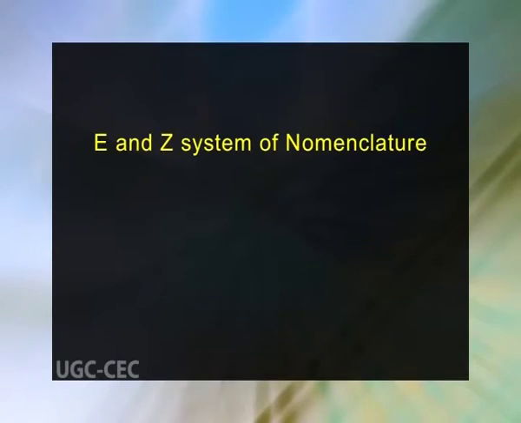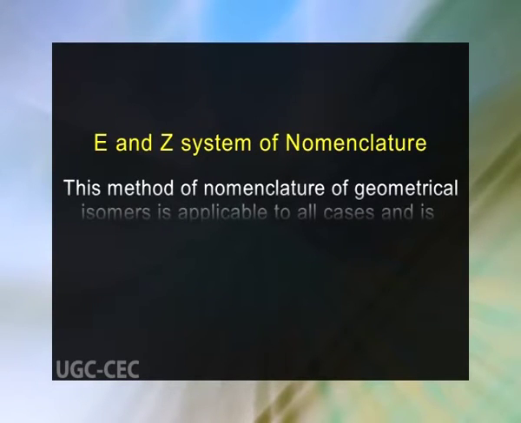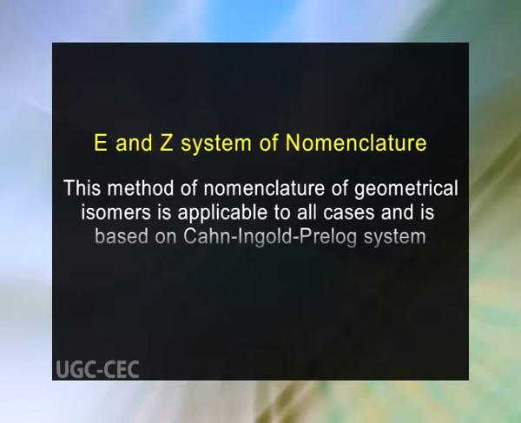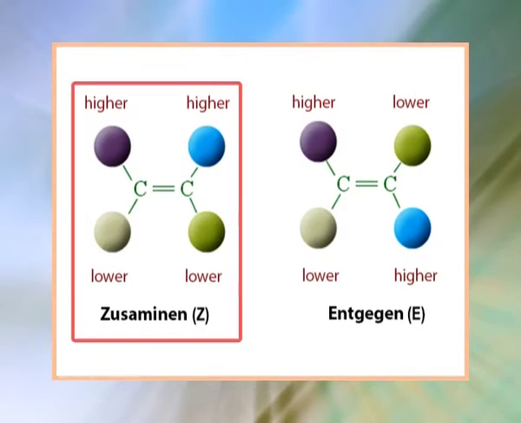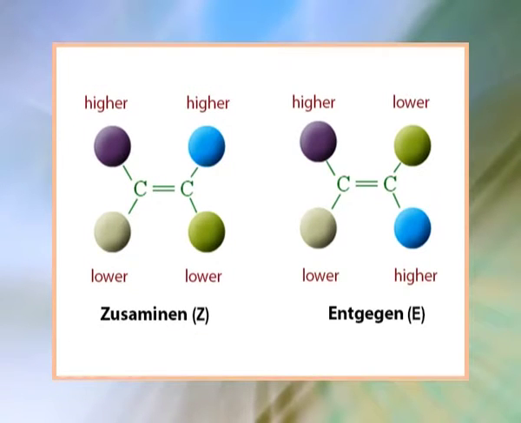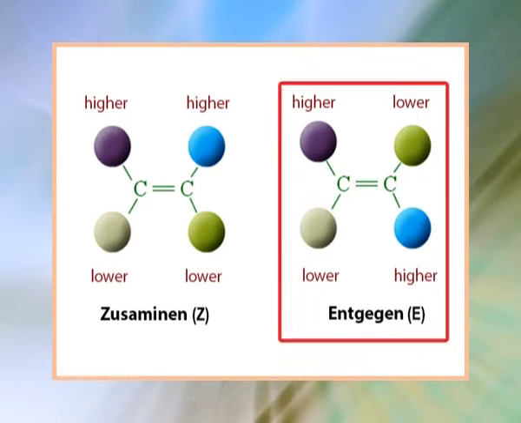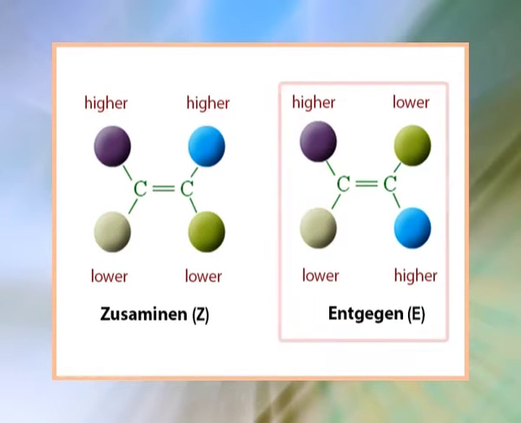Now coming to E and Z system of nomenclature. This method of nomenclature of geometrical isomers is applicable to all cases and is based on Cahn-Ingold-Prelog system. The two groups attached to each carbon of the double bond are ranked in order of priority. If the two high-ranking groups are located on the same side of the double bond, the alkene is designated as Z isomer, meaning together. The isomer having two groups of higher priority on the opposite side of the double bond is designated as E, meaning opposite.